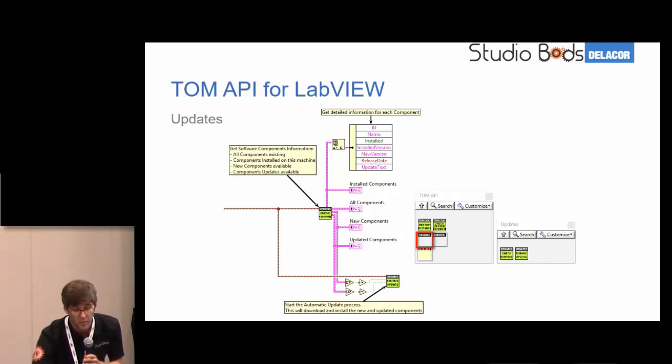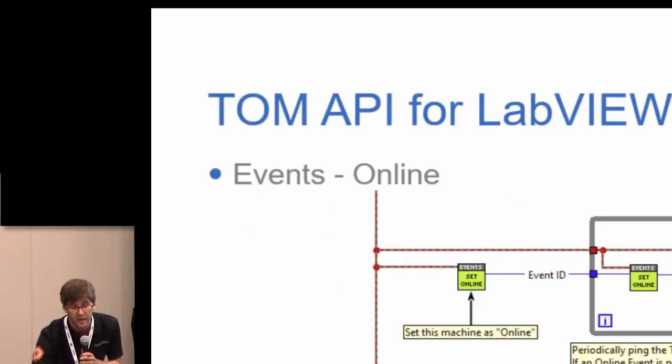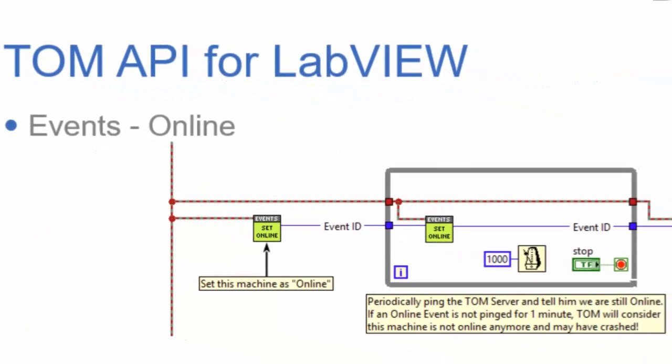The events palette is probably the most important palette. We're going to look now at the set online VI. When we start our operator interface, we use the set online VI that gives us an event ID. And then we will use that same VI with this event ID again and again.